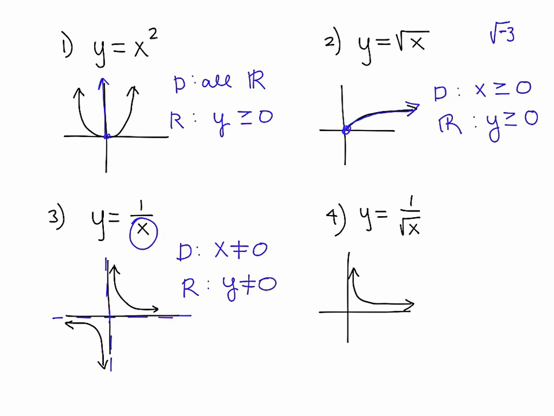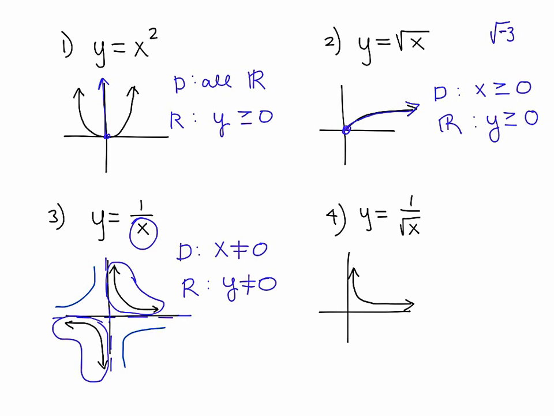Something interesting about these rational functions is that they always come in pairs. If you know that one of the graphs exists in the first quadrant, then you know the other pair exists in the third quadrant. Same idea. If you know one of the graphs exists in the second quadrant, the other pair appears in the fourth quadrant.